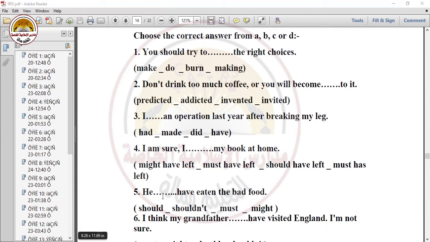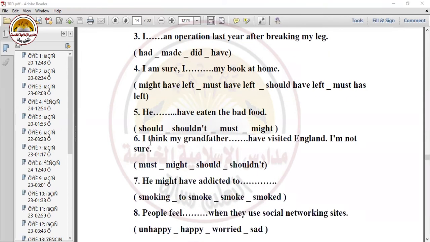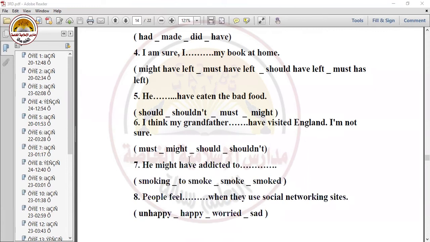Number five, he shouldn't have eaten the bad food. Should, shouldn't, must, might. He shouldn't. Yes. Number six, I think my grandfather has visited England, I'm not sure. Might. Yes, my grandfather might have visited. Number seven, he might have become addicted to smoking. Addicted to something, smoking.